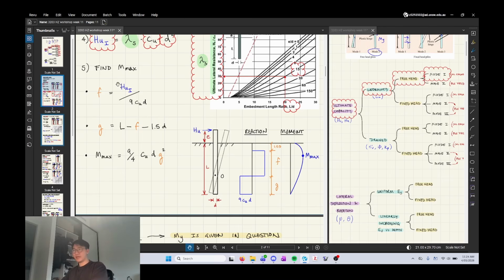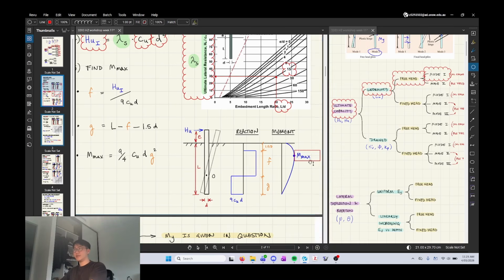So to find M max, you find the value for F first, which is the vertical length of that distributed load. Then you find G, which is the vertical length of that portion of the distributed load. These are related to each other. So you find F first, and then using F you find G, and then using G you find M max. That's how you find the maximum moment which is applied along your distribution.